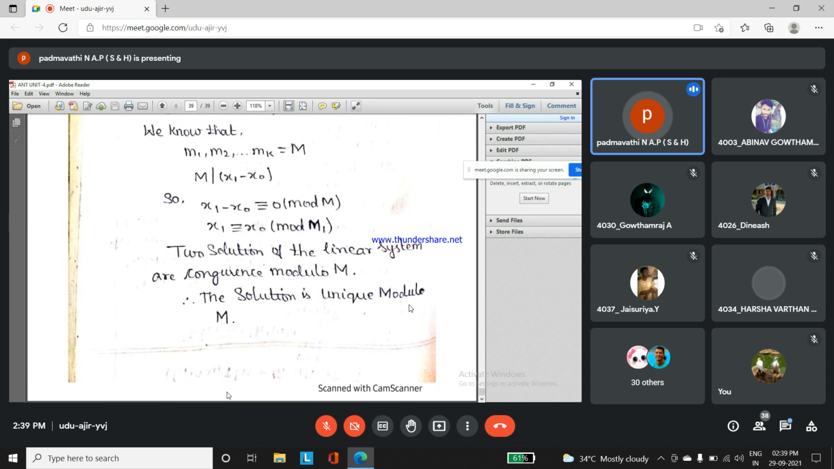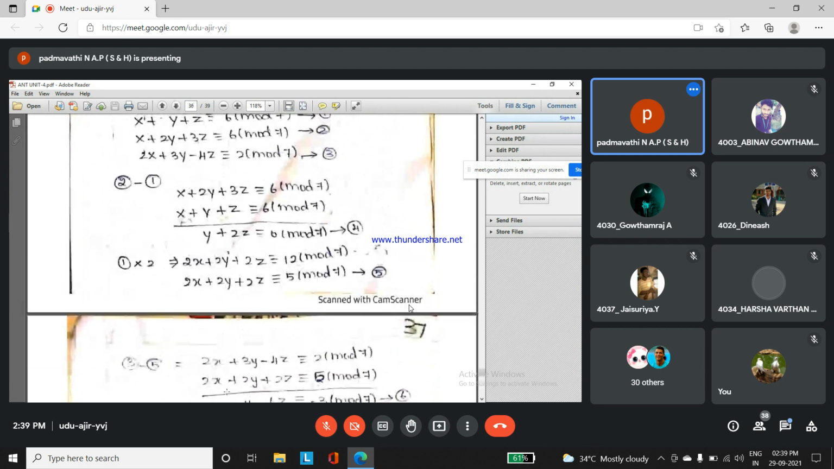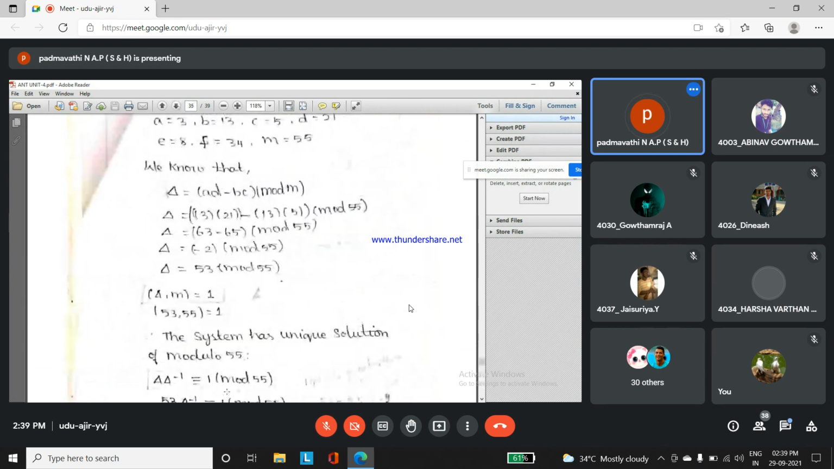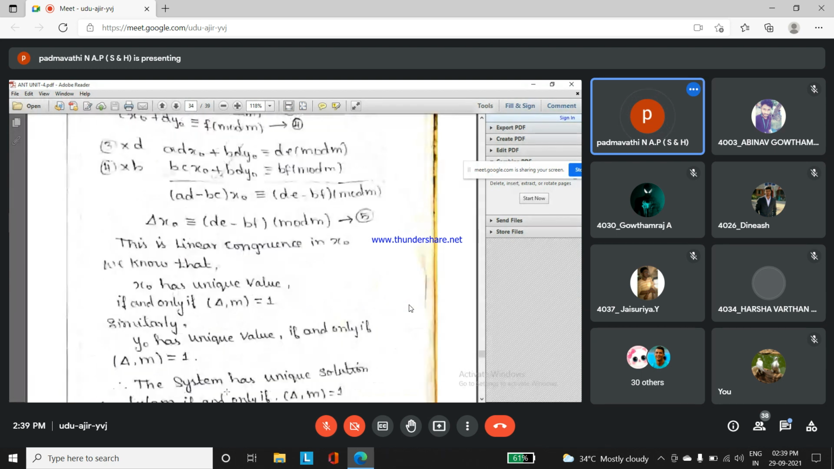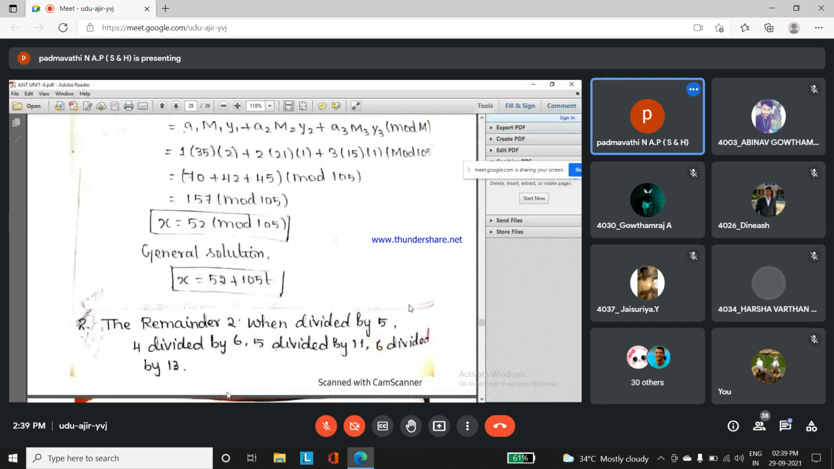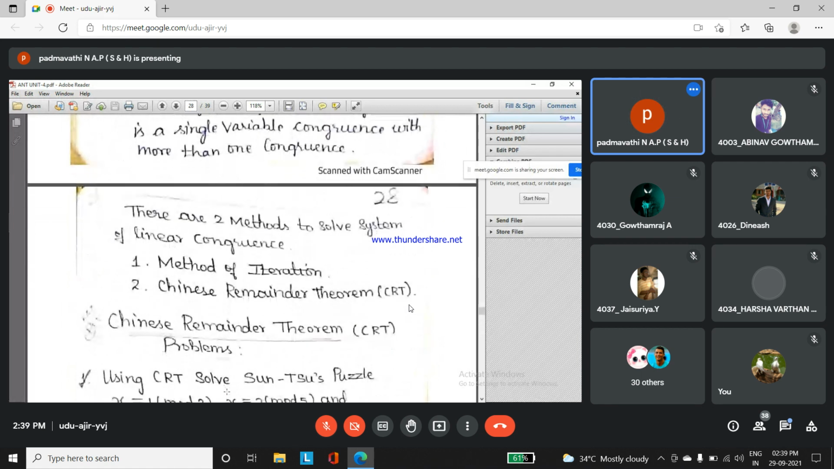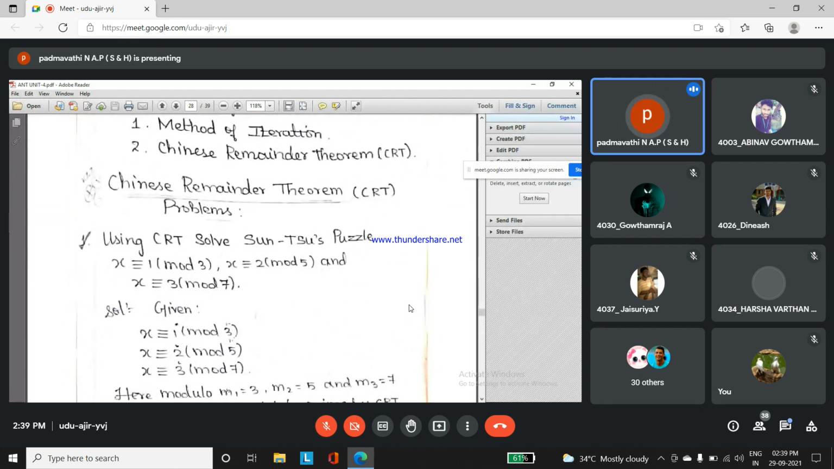Shall we go to the problem? It's based on the Chinese remainder theorem. Let's see the example based on the Chinese remainder theorem. Okay.